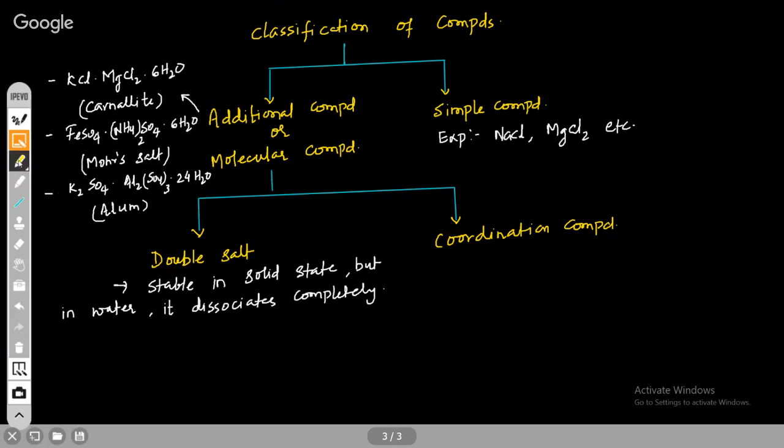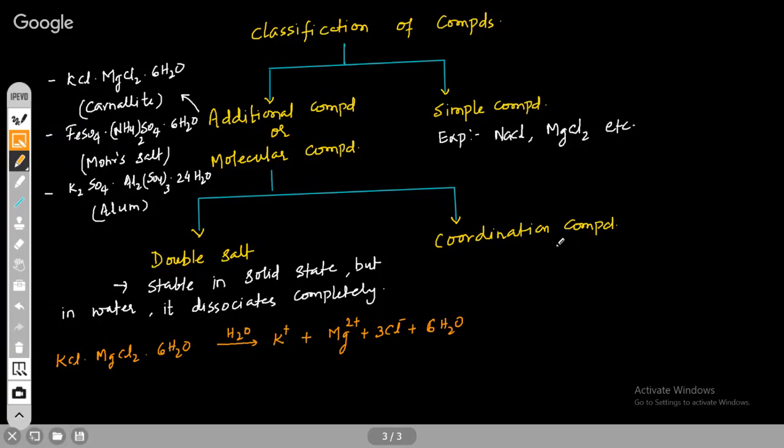For example, only one example I'll write down: KCl.MgCl2.6H2O. If you dissolve this in water, it dissociates completely and forms various cations and anions: K+, Mg2+, 3Cl-, plus 6H2O as it is. You see, all of these dissociate completely into ions. We call it a double salt. Similar simple compounds also exist, but they are not in hydrated form, with no dot structure, like NaCl, MgCl2.